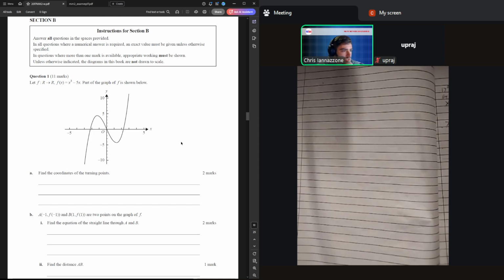Question 1. We've got some sort of cubic. Find the coordinates of the turning points. This is Exam 2, so tech active.